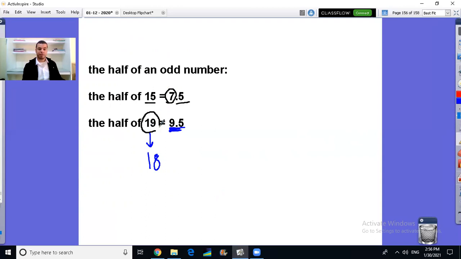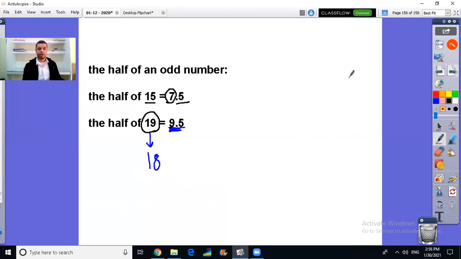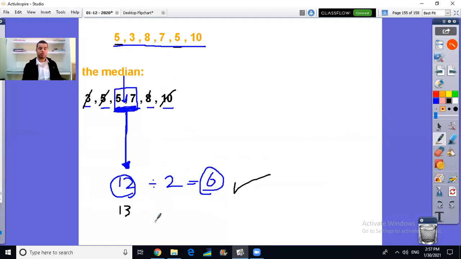The half of 19. Go one down, 18. The half of 18 is 9.5. Put 0.5 there. So 9.5. That's when you divide an odd number by 2.